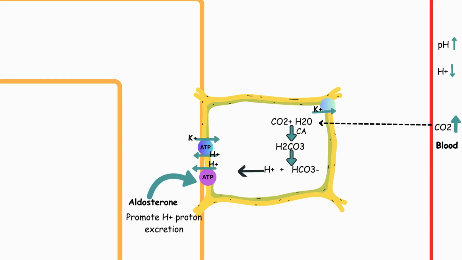Aldosterone also has receptor on intercalated cells. On type A cells it increases the activity of the apical hydrogen ATPase pump and hydrogen-potassium pump, promoting the secretion of protons into the urine to excrete acid, and increases the bicarbonate-chloride exchange at the basolateral membrane.